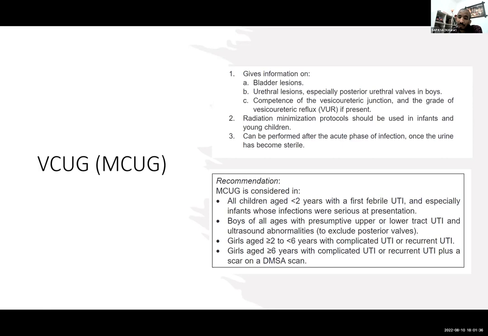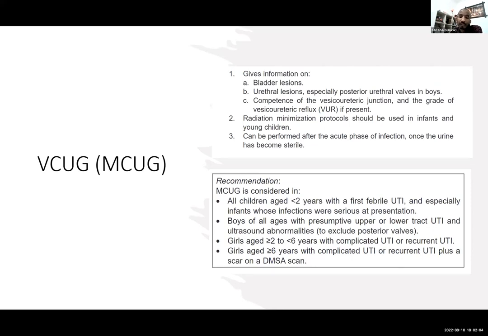In boys of all ages with presumptive upper and lower tract UTI and ultrasound abnormality, you need to have MCUG. So if you have a child with pyelonephritis, or a child who has cystitis, but for example, you did kidney ultrasound and the kidney ultrasound showed you hydronephrosis, this child, you can do MCUG for him, and it is recommended to do MCUG.